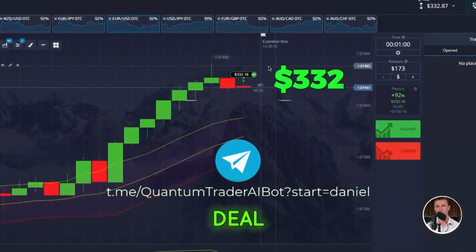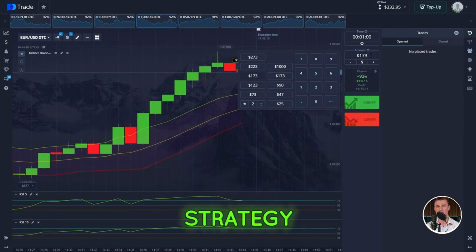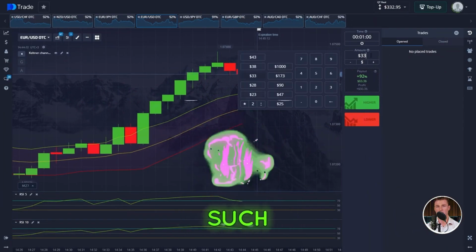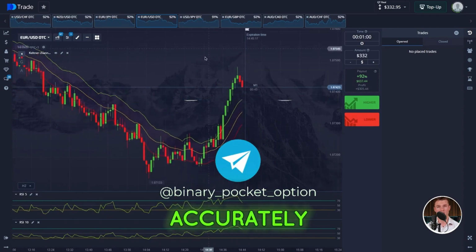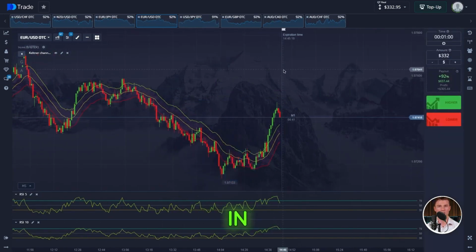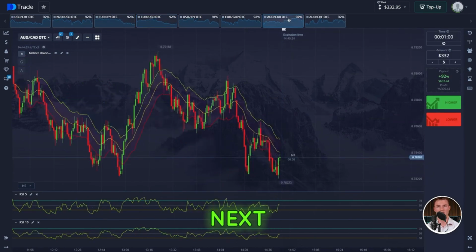And our next deal closes in A+. As you can see, this strategy allows you to open deals even in such a place and at such a level, and in general to accurately close deals in A+. Let's continue trading and select the next currency pair.